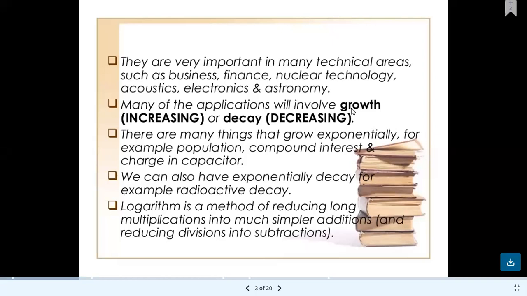We can also have exponential decay, for example, radioactive decay. So, di naman natin ito gagamitin dahil pang science yan. Kung gusto nyong, parang sa STEM ata ito madalas ginagamit or kapag mag-engineering kayo or magdo-doctor or chemistry, ganyan. But for ABM, ligtas tayo dito. Logarithm is a method of reducing long multiplications into much simpler additions and reducing divisions into subtractions.